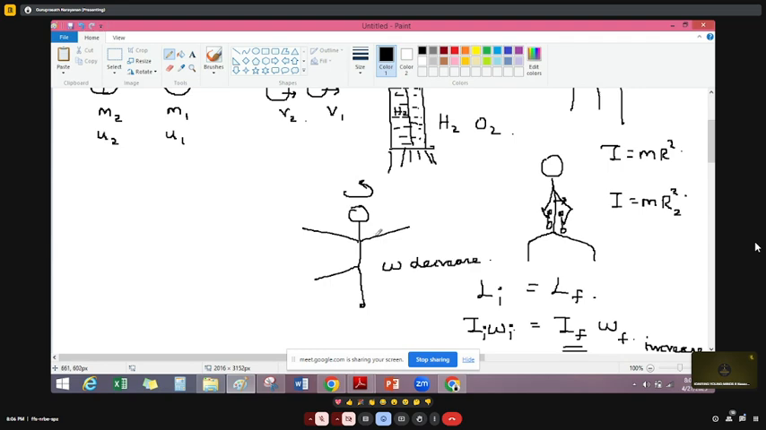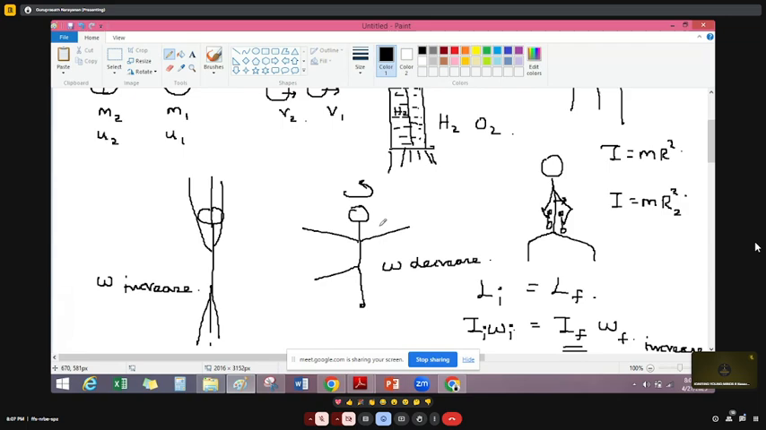If the same person wants to increase the speed, what they will do is bring the hands and legs close to the center of rotation, the axis of rotation. So when you bring the arms closer, then the omega will increase, or the rotational speed will increase. So this is a very important concept. You should keep this in mind. Okay.